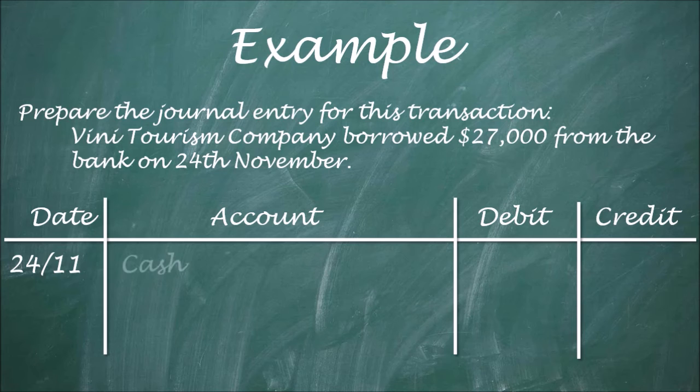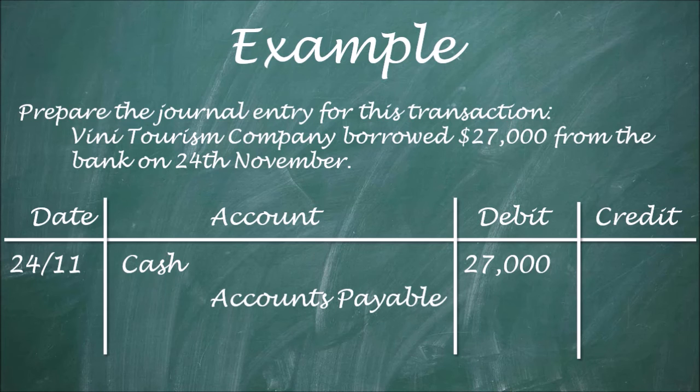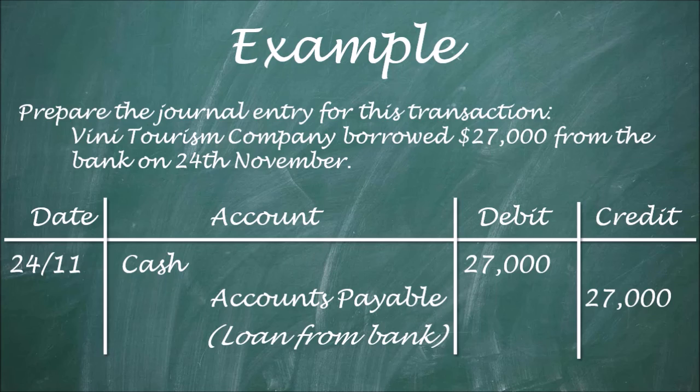If we are borrowing money, our cash will increase. Cash is an asset, so we have to put it on debit. Then we are owing money. We have an obligation with the bank, so our liability will increase and we have to put it on credit. And then we can write a brief explanation.